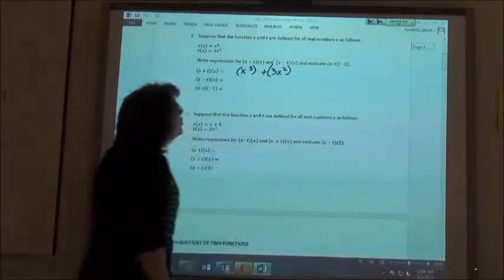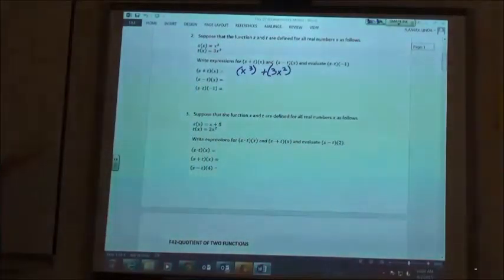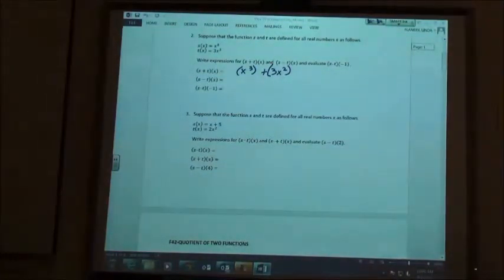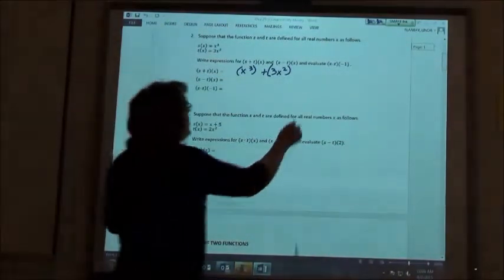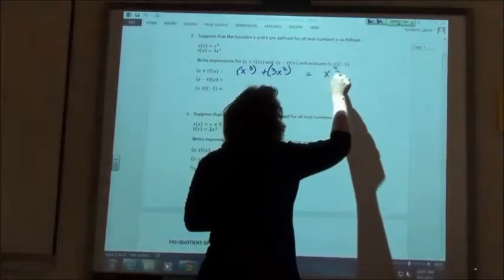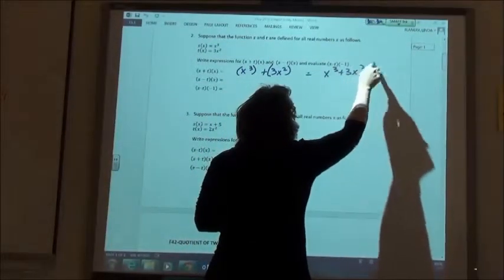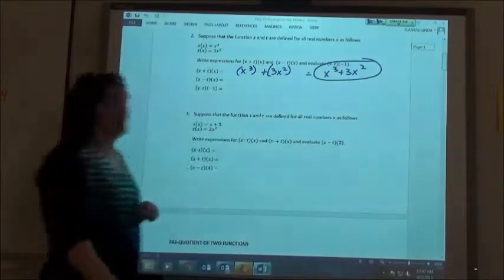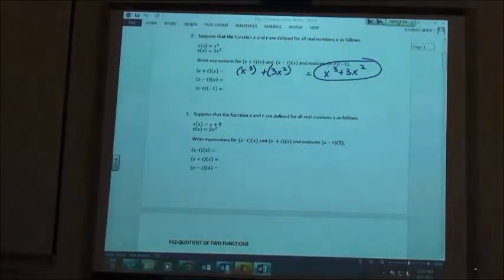Technically when you start, you have them in parentheses, but we're not going to be able to add those. They're not like terms, right? So we're just going to drop the parentheses and say, oh, that's x cubed plus 3x squared. We can't do anything with that. That's just going to be our answer then.